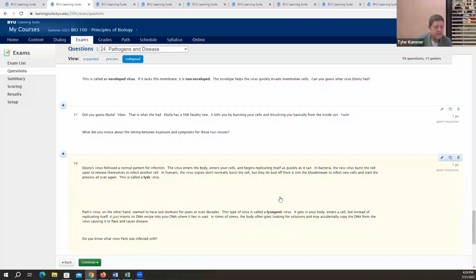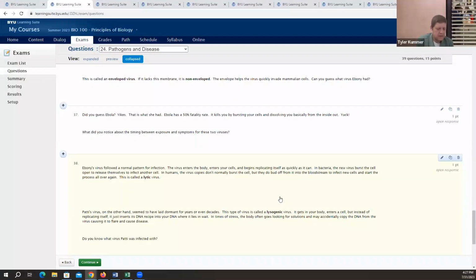A lytic virus is your more traditional illness, right? Coronavirus, influenza, they all would infect you this way. They're going to get into the host cells, get those host cells making new copies of the virus, and they're going to make hundreds, if not thousands. They're going to burst that cell open and then go and infect new cells. That's the way the lytic life cycle is. Very short. It's going to be days from infection to illness.